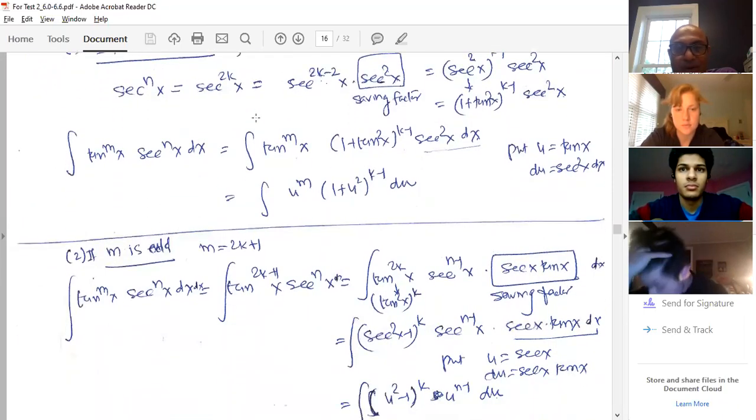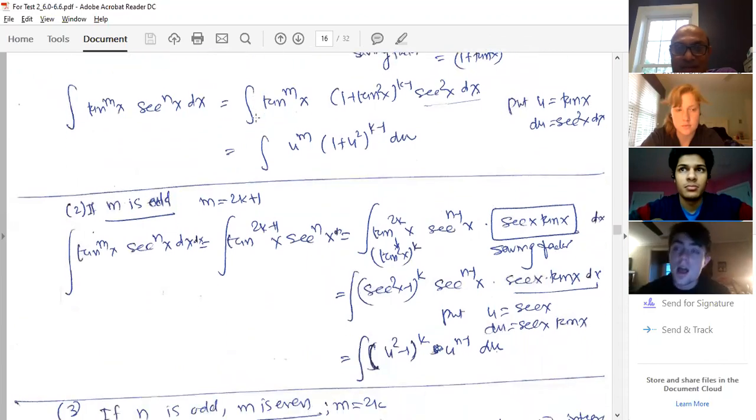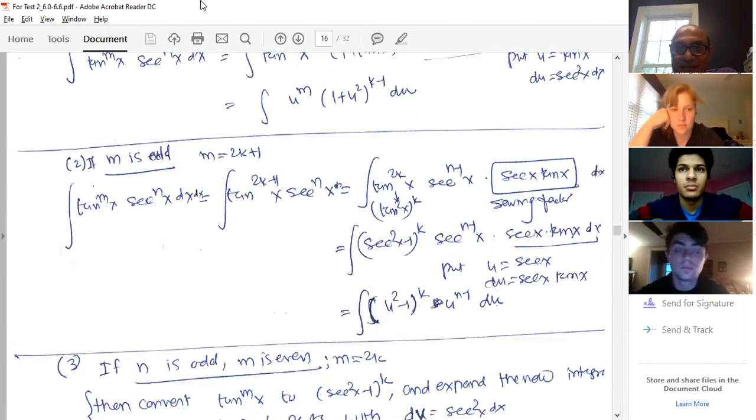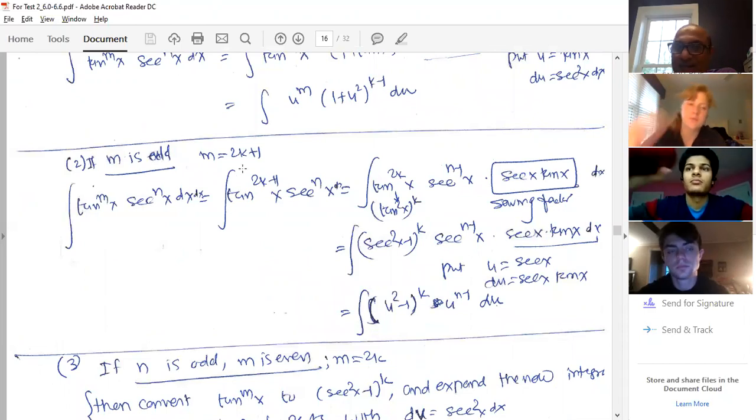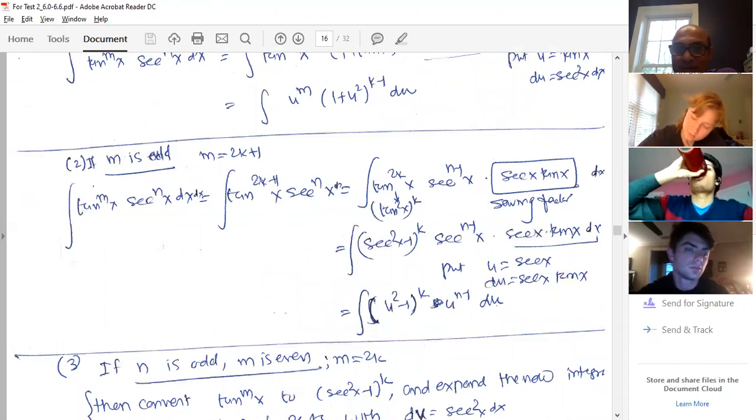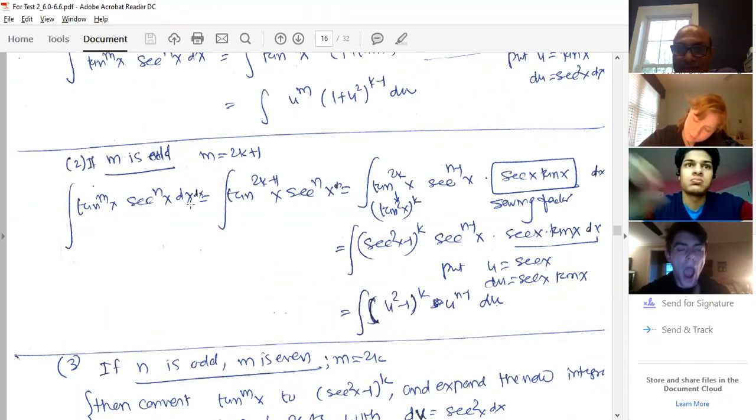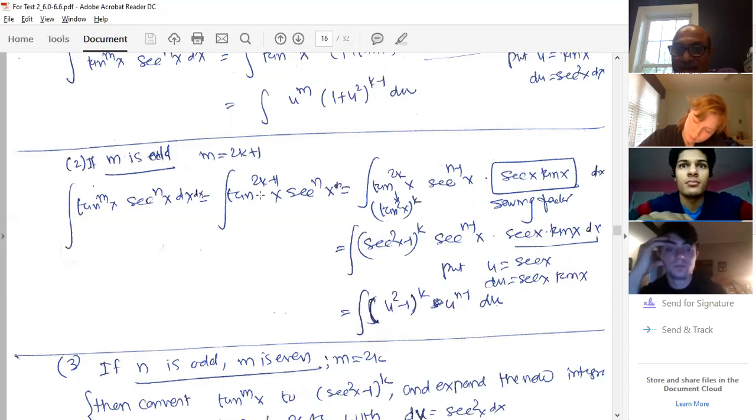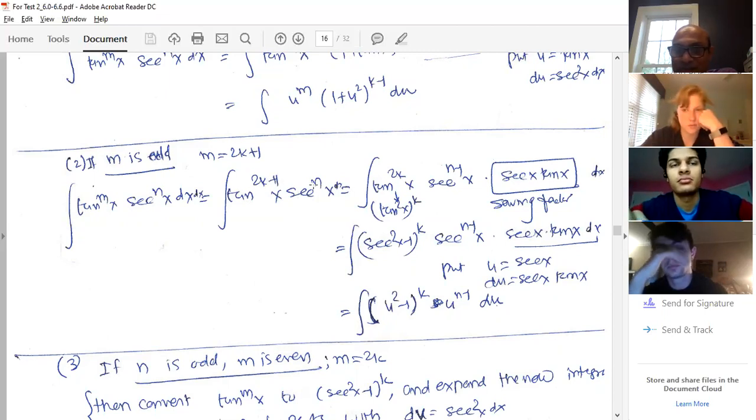So m is odd. If m is odd, that is m equal to 2k plus 1, this is tangent to the power 2k plus 1. I want to save one factor from here and one factor from here, because secant x tangent x has to be my saving factor now. So I'm taking one term from tangent, 2k plus 1, so just 2k here, and one term from secant. So secant x tangent x is my saving factor and n minus 1 is over here.